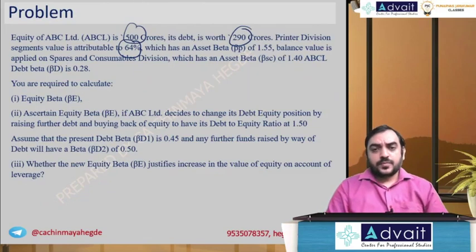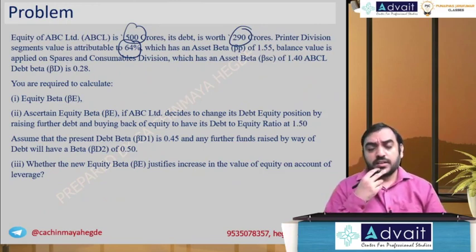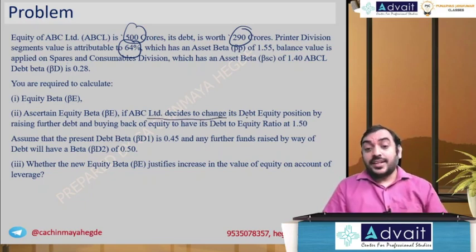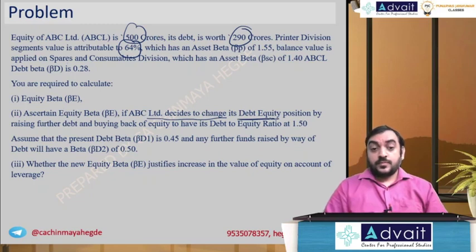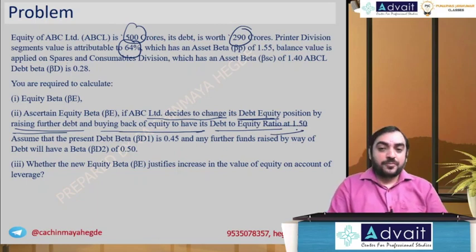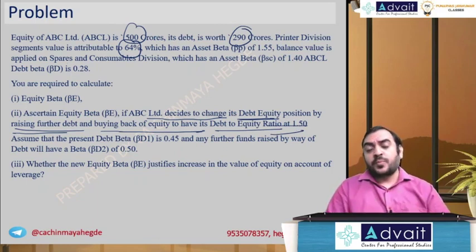Second part of the question. Hope you are done with the first part. Ascertain equity beta. Again, they're asking for equity beta, but for a change. If ABC Limited decides to change its debt equity composition by raising further debt and buying back equity to have its debt equity ratio at 1.5, so you are going to change the components by doing two things: raising further debt and buying back equity to have a debt equity ratio of 1.5.